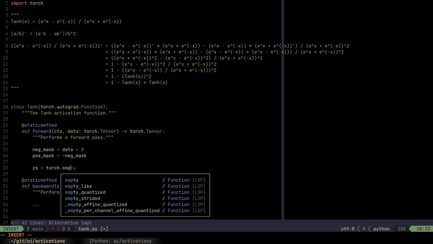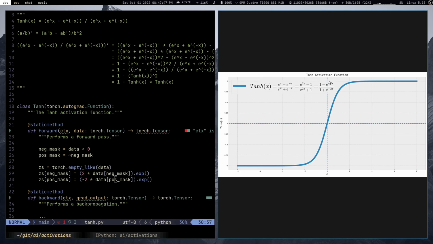Empty like data, so it's going to have the same shape as the data, but it's going to be an empty tensor initially. And what I want to generate here is 2 times data at the negative mask. So what I'm trying to generate here is e to the power of 2x, right? And e to the power of minus 2x. I want to generate those values, exponentiated, and for the positive, we're going to have minus 2 times data at the positive mask. Again, because for the positive x's, we're going to use e to the power of minus 2x. For negatives, it's e to the power of 2x.